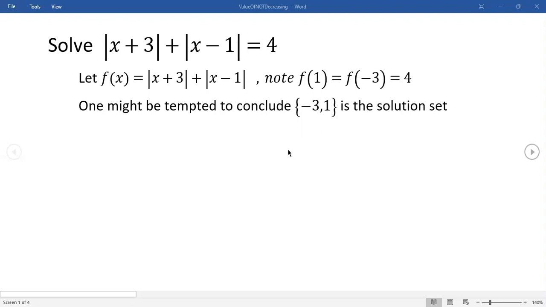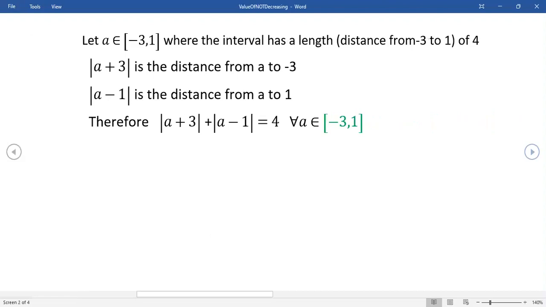But we know that most math problems aren't that easy. There's usually a little bit more to them, although some you can guess and test. It turns out this is not one of them. So we do know that -3 and 1 would be part of the solution set. Okay, now let's continue. We're checking numbers near there, so we're going to let a be a value contained in the interval from -3 to 1.